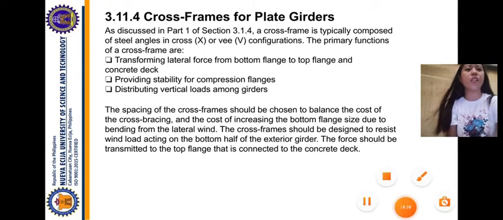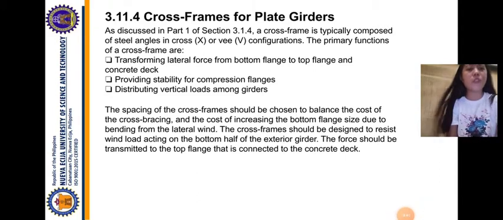3.11.4 Cross frames for plate girders. As discussed in part 1 of section 3.1.4, a cross frame is typically composed of steel angles in cross or X or V configurations. The primary functions of cross frames are: 1. Transferring lateral force from the bottom flange to the top flange and concrete deck. 2. Providing stability for compression flanges. And 3. Distributing vertical loads among girders.